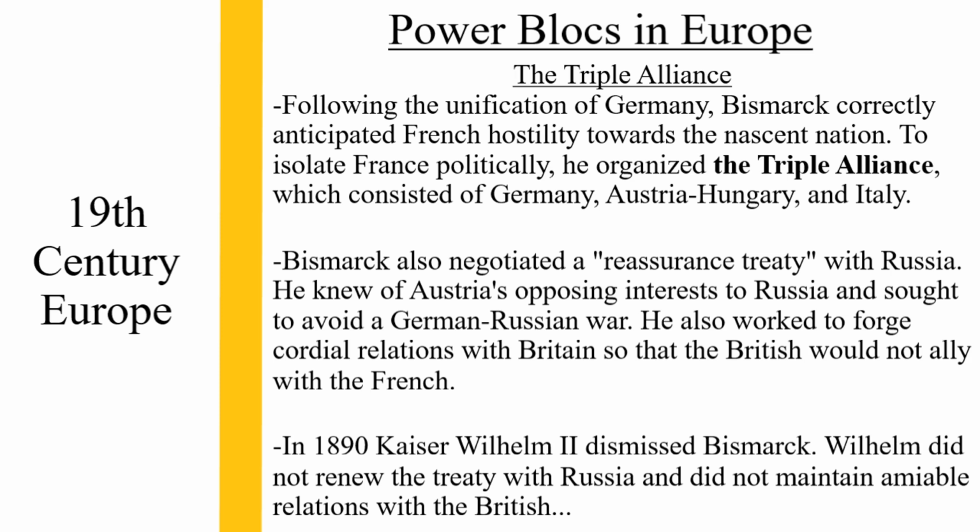Following the unification of Germany, Bismarck correctly anticipated French hostility towards the nascent German nation. To isolate France politically, he organized the Triple Alliance, which consisted of Germany, Austria-Hungary, and Italy. Bismarck also negotiated a reassurance treaty with Russia. He knew of Austria's opposing interests to Russia and vice versa, and he sought to avoid a German-Russian war.